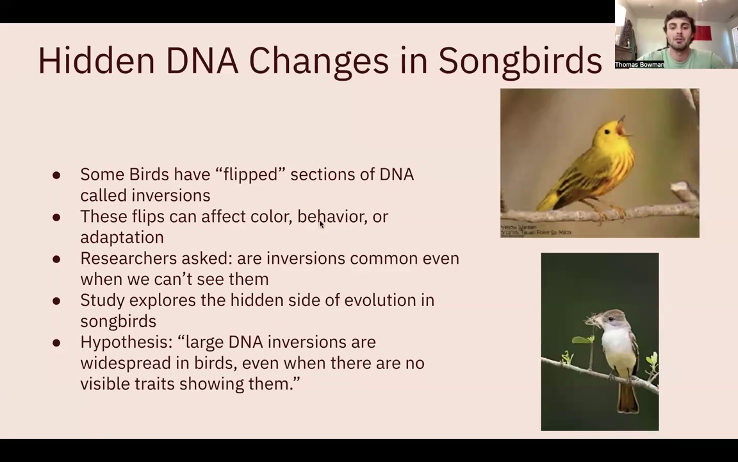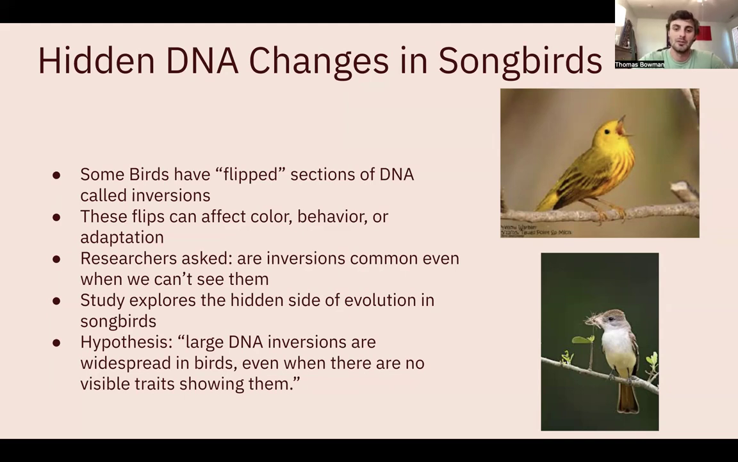So today I'm going to summarize a fascinating paper by Teresa Pagan and Benjamin Winger that looked at something called inversion polymorphisms in songbirds. Don't worry, this sounds complicated, but it's actually fairly simple. So first, imagine that you have a long string of DNA, sort of like a sentence. Now imagine cutting out a piece of that sentence and flipping it backwards. That's an inversion, the same letters, just in reverse order.